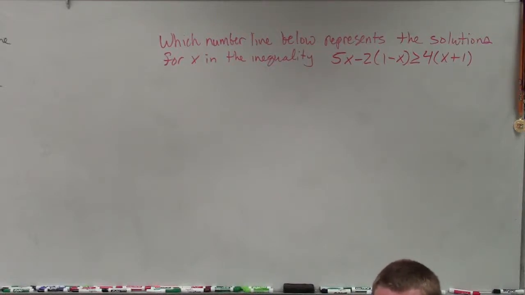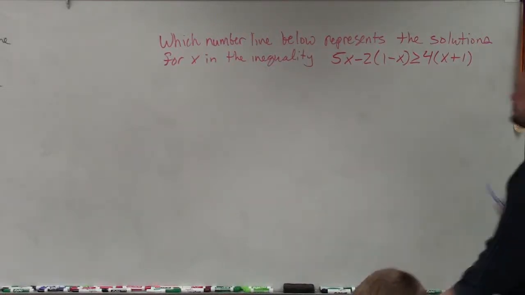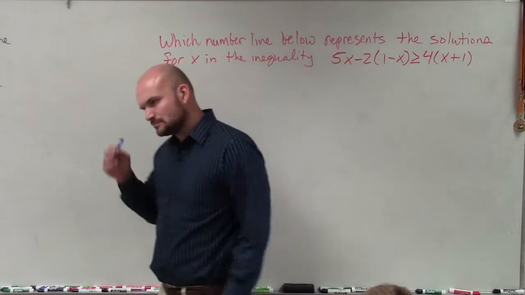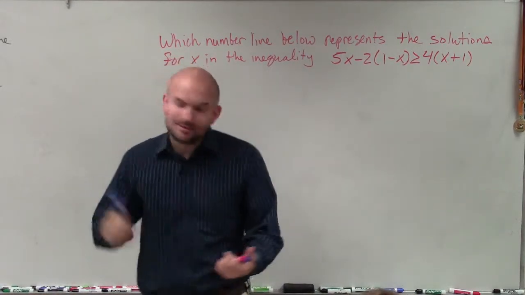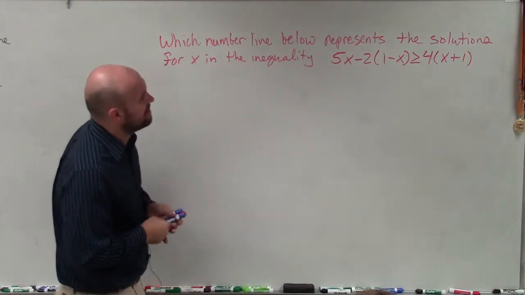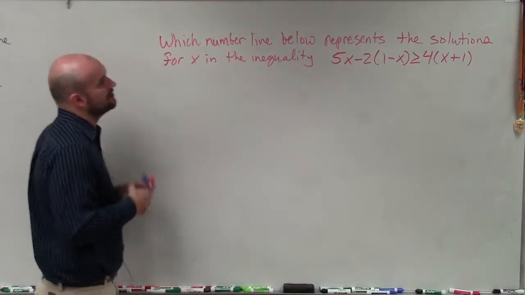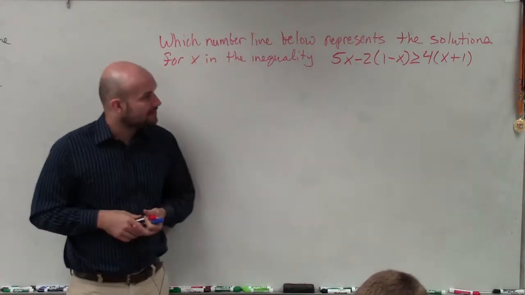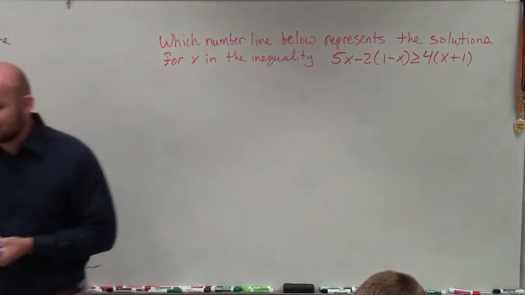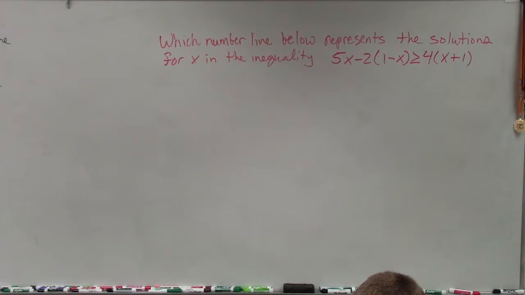OK, so ladies and gentlemen, what the question is asking is which number line below represents the solutions for x in the inequality 5x minus 2 times 1 minus x is greater than 4 times x plus 1. Now, obviously, I didn't write down all of the solutions, but you guys have those in front of you.